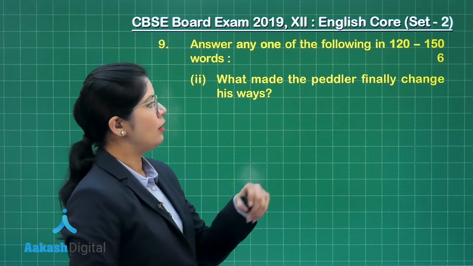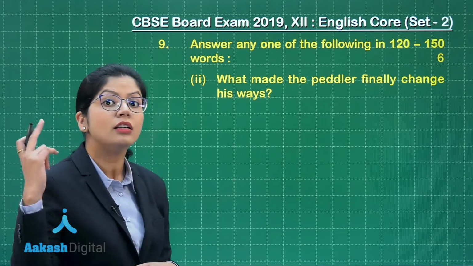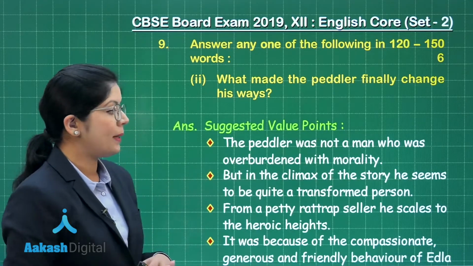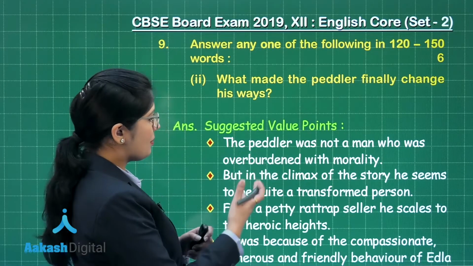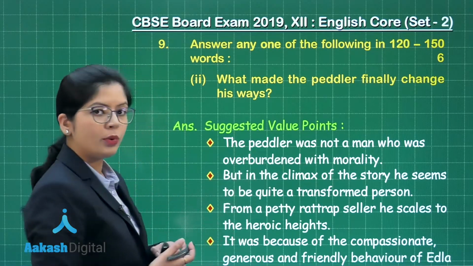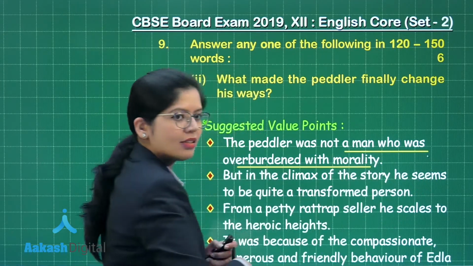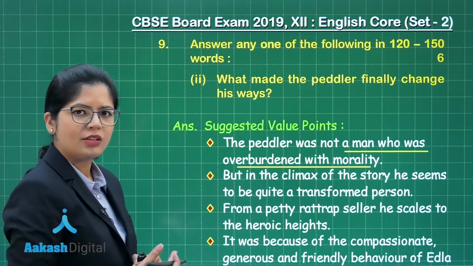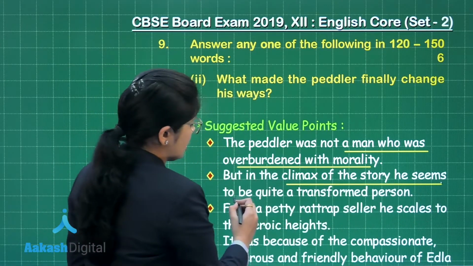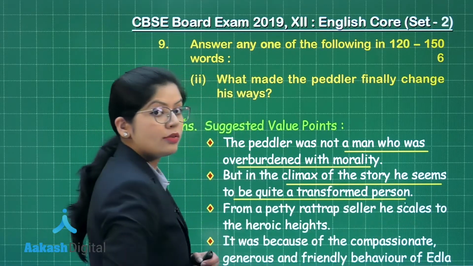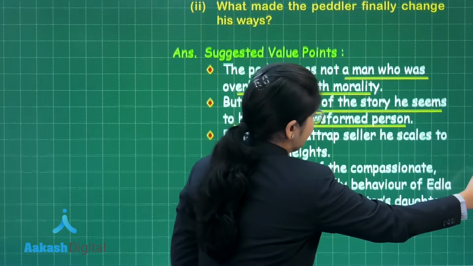What made the peddler finally change his ways? Which story are we referring to? The peddler in The Rat Trap. Once I pick up the value based point, it clearly states the peddler was not a man who was overburdened with morality. This idea is how we remember the rat trap seller. He did not have very strict morals. But in the climax of the story, he seems to be quite a transformed person. Focus on how the transformation happened.